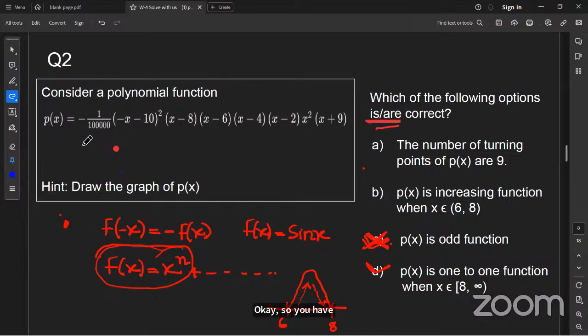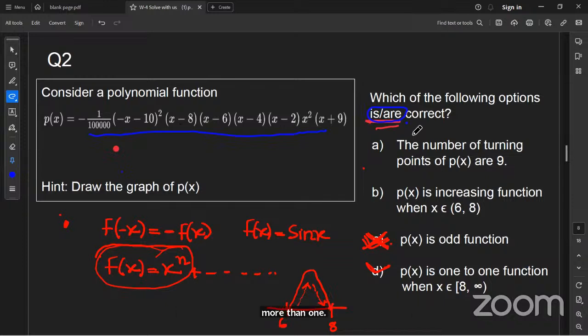So you have this polynomial p(x). The question is, which of the following options is correct? There may be a possibility that multiple options can be true. The correct options can be more than one.